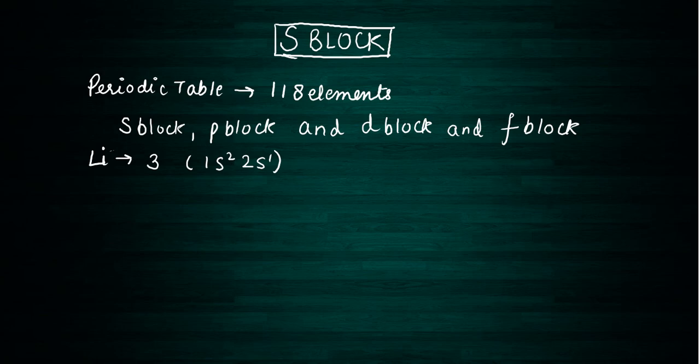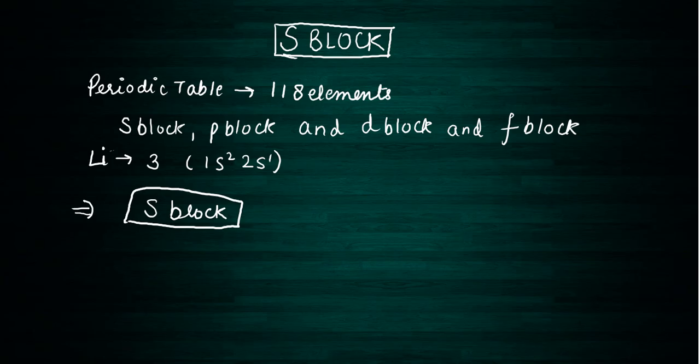If the last electron of an element enters in D orbital, then that will be lying in D block, and similarly goes for F block. So that's how electrons are distributed in orbitals, and according to that, atoms are distributed in S block, P block, D block and F block in a periodic table. Now, as we are going to study here about S block only, we'll be focusing on S block.